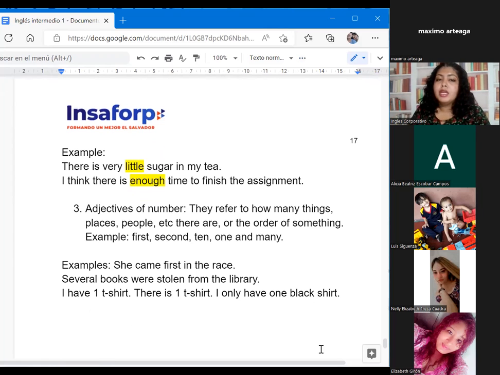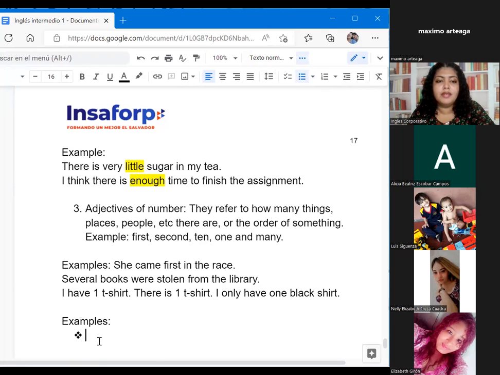Now, I need you to write on the chat two sentences using numbers. Voy a pedirles que escriban dos oraciones que lleven números para describir alguna cosa. Estamos utilizando los adjetivos, pero los adjetivos de números. So, I need you to write two sentences on the chat, and I'm going to write the sentences on the document. So, let's see. I'm going to write here, and I'm going to make a list. Así que vamos a escribir oraciones que lleven números refiriéndonos a las cosas. We have first, second, third, fourth, one, two, three, four, many, several. So we can write two sentences. I will give you a couple of minutes to write your sentences.